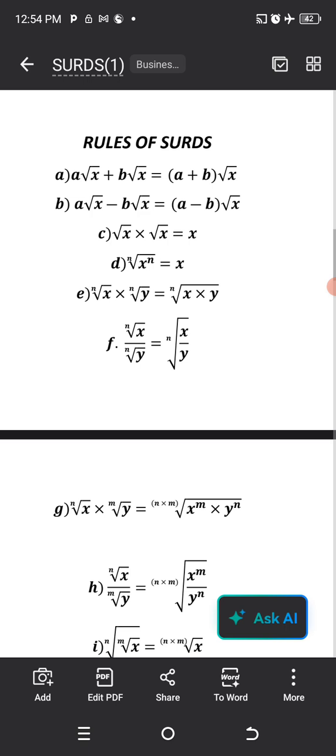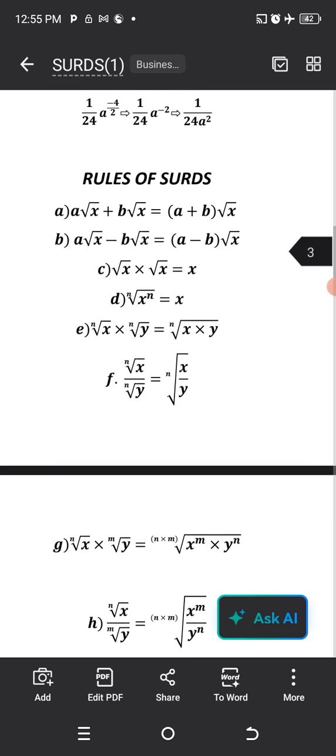In our previous video, I talked about surds, starting from radicals. And when you talk about radicals, you are talking about roots and surds, and some basic rules that you must follow. Such as, a square root of x will never be equal to what? An nth root of x. Are you getting it now?